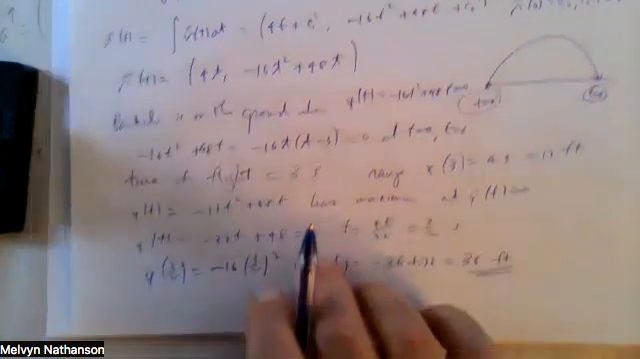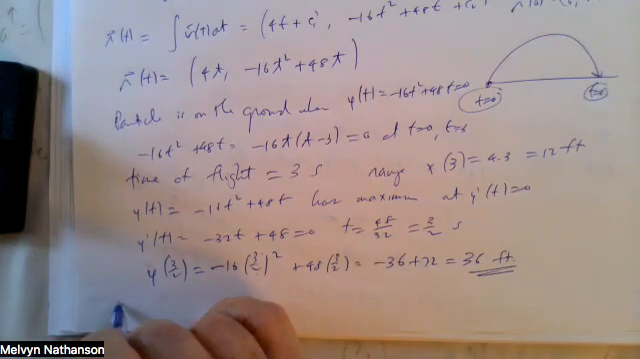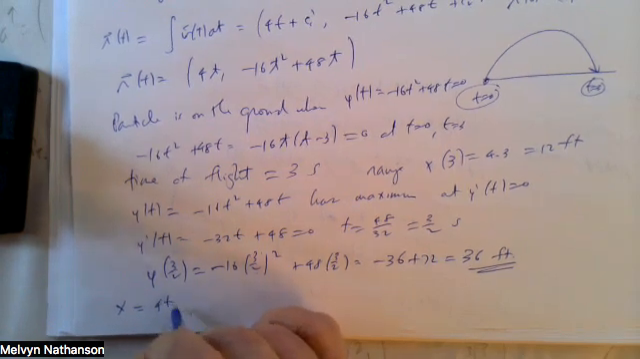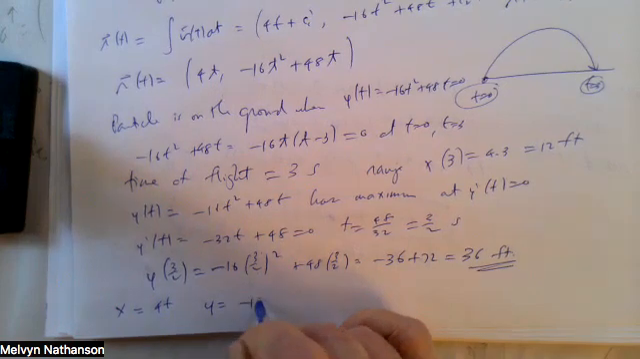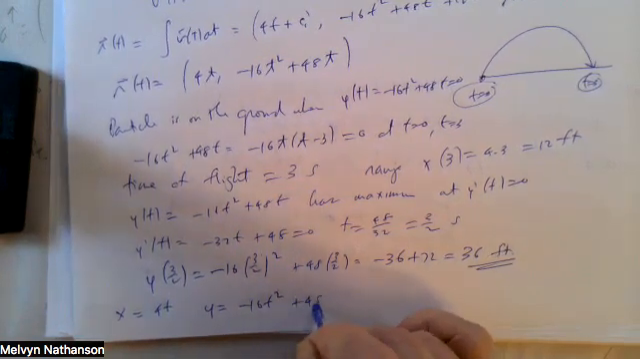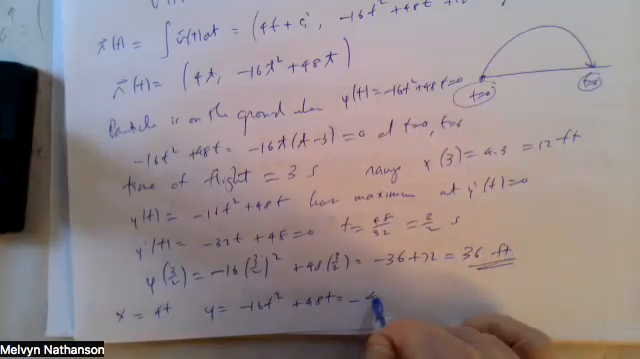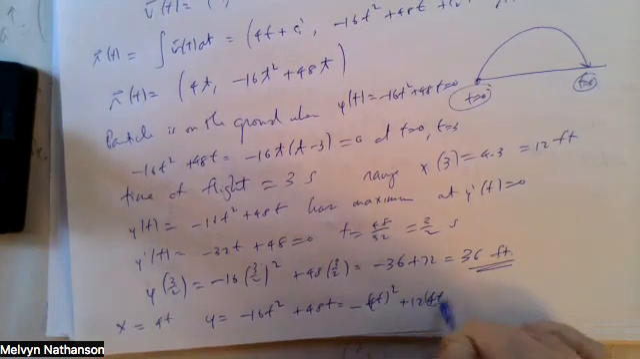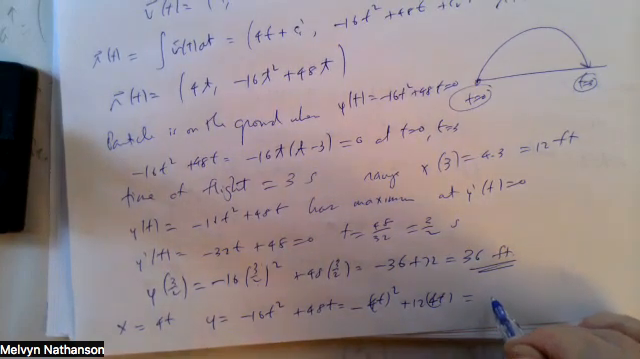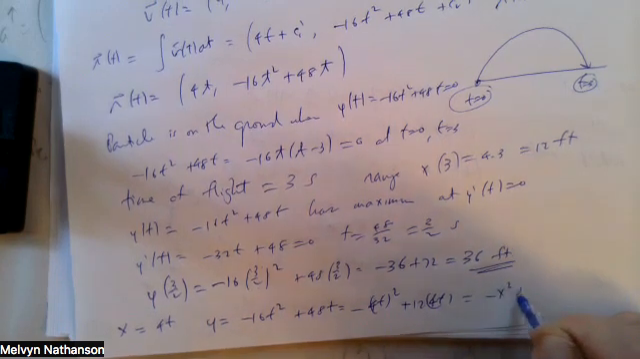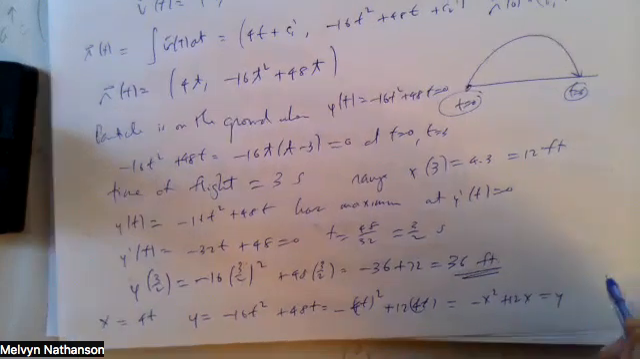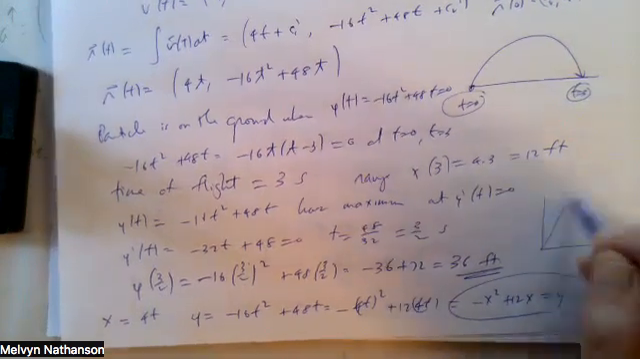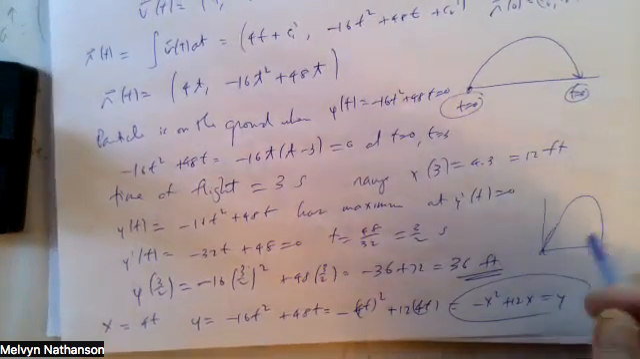And what is the trajectory? At any time t, x is equal to 4t, and y is equal to minus 16t squared plus 48t. 16t squared is (4t) squared, and 48t is 12 times 4t. So if you want y in terms of x, y is equal to minus x squared plus 12x. And that's the parabola, the graph. It's a parabola that looks like that.